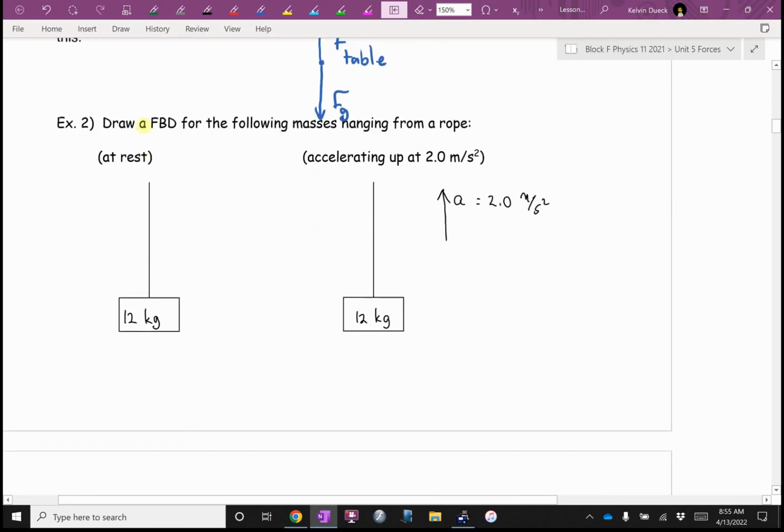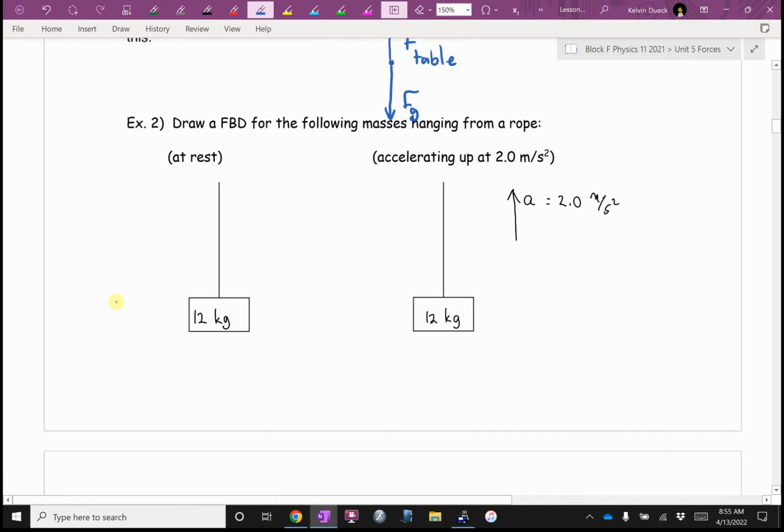Example 2, draw, what's FBD an abbreviation for? Free body diagram. For the following masses hanging from a rope. Okay, so I'll do this one right there. There is the mass.